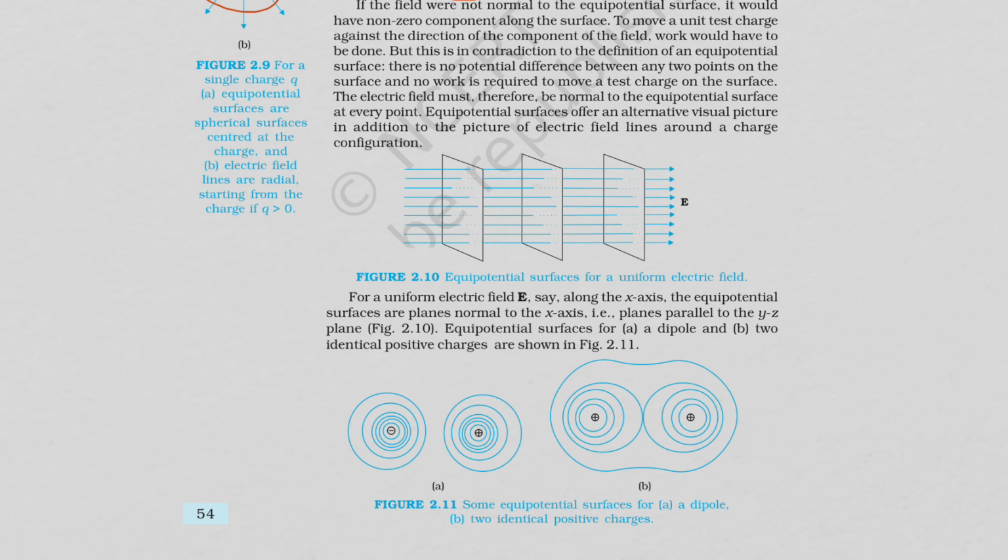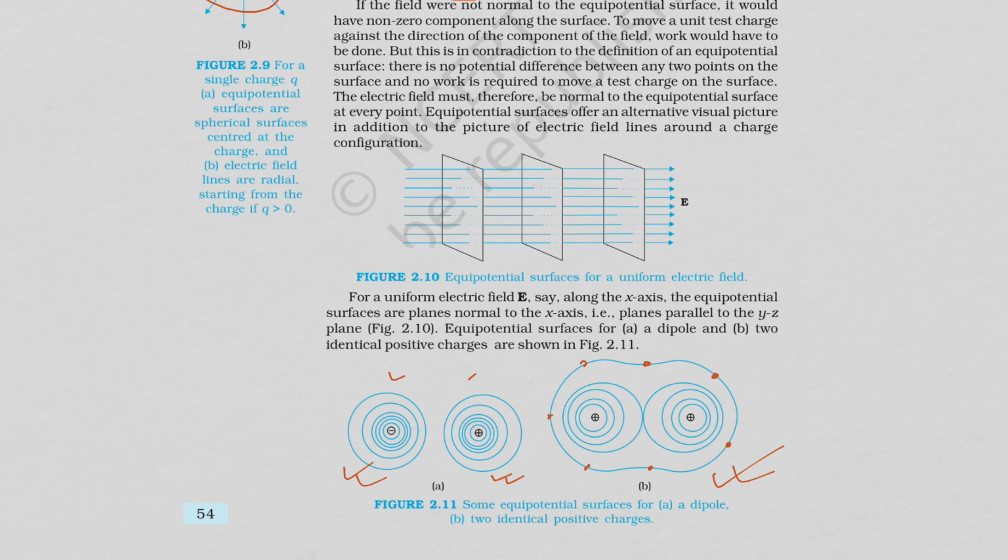Keep in mind how the equipotential surface looks for an electric dipole, where there is one negative charge and one positive charge. The equipotential surface would be something like this. And if there are two similar charges, then this is the equipotential surface. Wherever you go on this surface, the potential would be the same. In the case of a dipole, two sets of surfaces are built, and on those surfaces the potential would be the same.